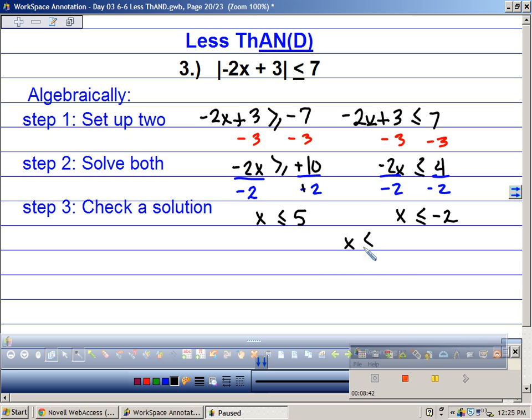still can be written in this format. X is between 5 and negative 2. How do I check this solution? What do I like to plug in? 0. Is 0 within this range? Is 0 between 5 and negative 2? Yes. So does it work? Yes.